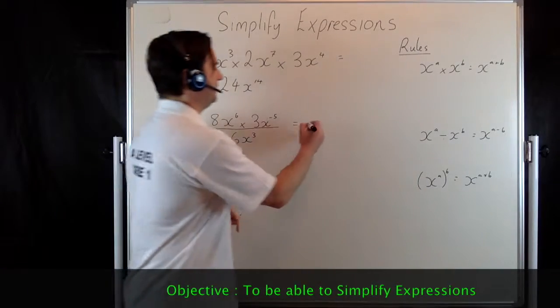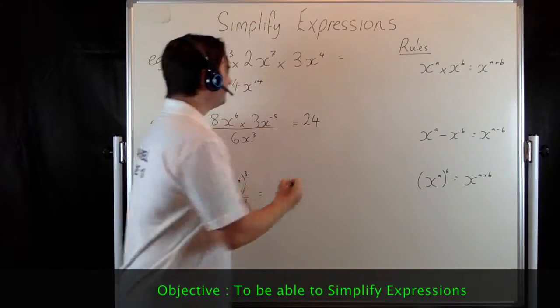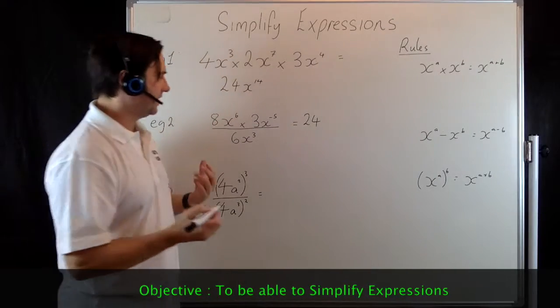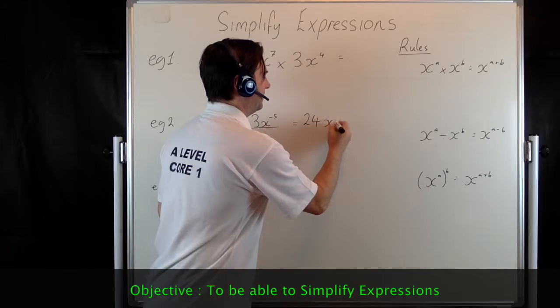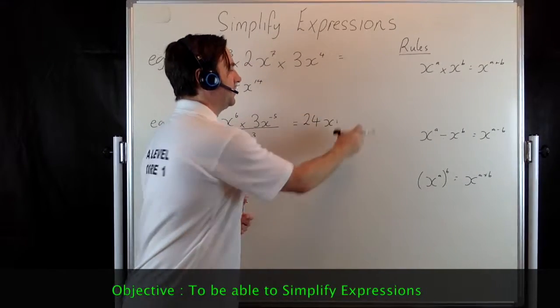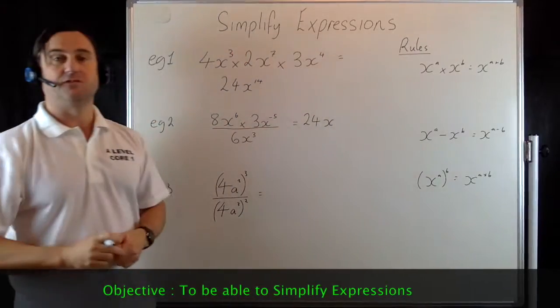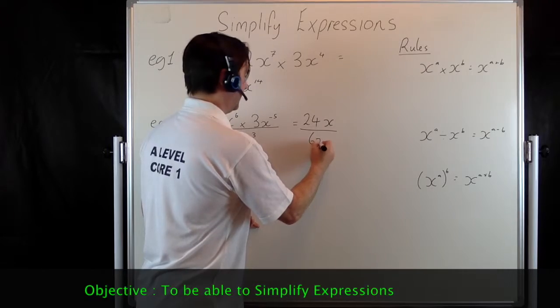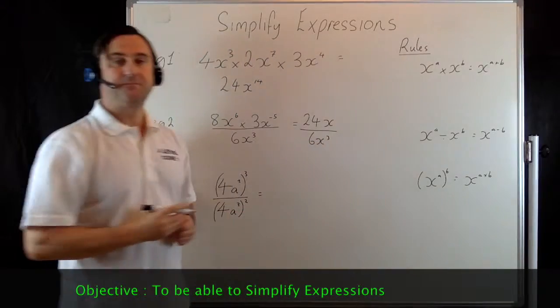8 times 3 is 24. And then 6 add minus 5 just takes us to 1, which is 24x to the power of 1. We don't need the 1 because if it's x to the 1, that's just 24x. But then we've still got to divide that by 6x to the 3.